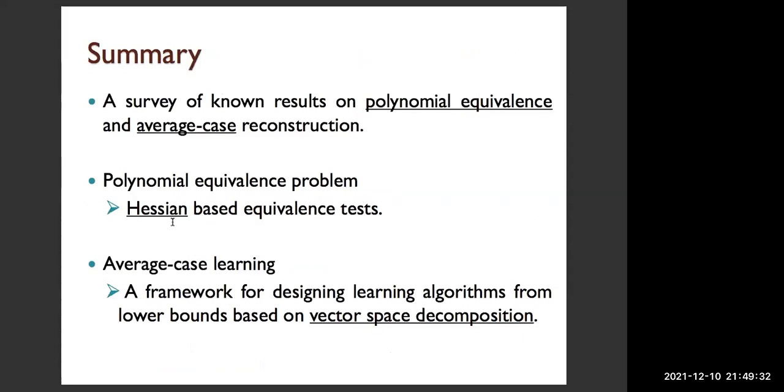Just to summarize, in this talk, we basically kept our focus on two things: the polynomial equivalence problems and average case reconstruction, that too on a particular framework on how to do average case learning from lower bound proofs. In the polynomial equivalence problem, we focused on Hessian-based arguments. And in the average case learning algorithm, we focused on this approach that reduces learning to a vector space decomposition problem. Okay, that's it. Let me end my talk here.